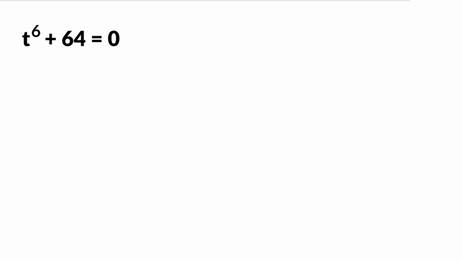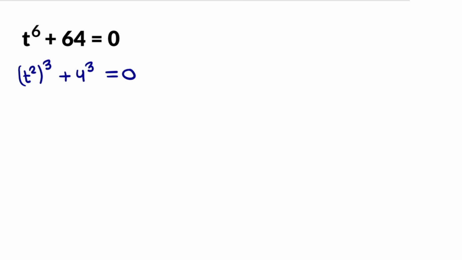Now, a 6th power might look intimidating, but instead of attacking it directly, let's rewrite it in a way that reveals a hidden pattern. Notice that t to the 6th power is the same as t squared cubed. And 64 is also a perfect cube. It's 4 cubed. So our equation becomes t squared cubed plus 4 cubed equals 0.